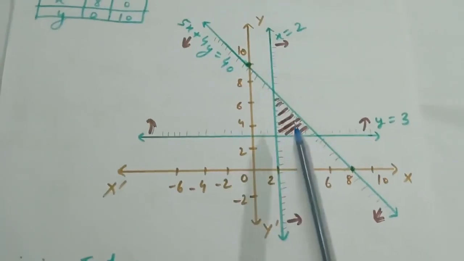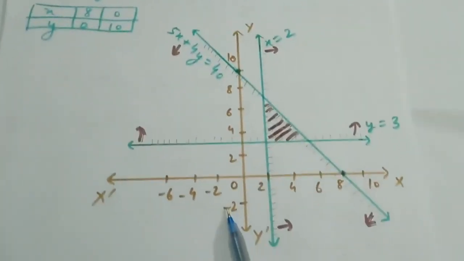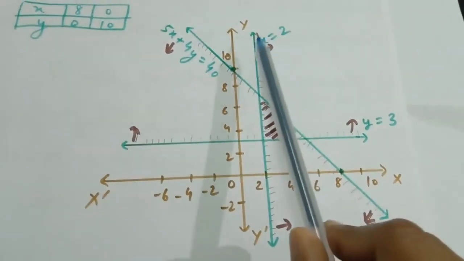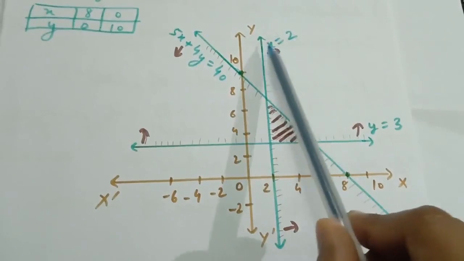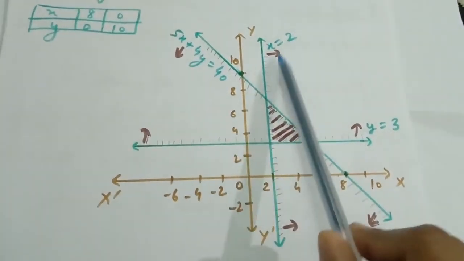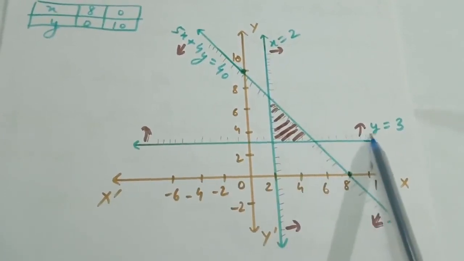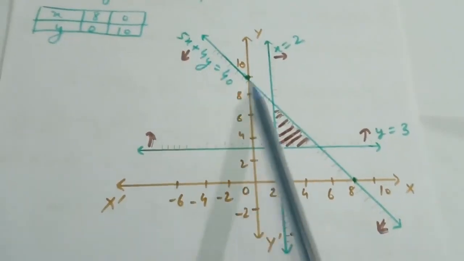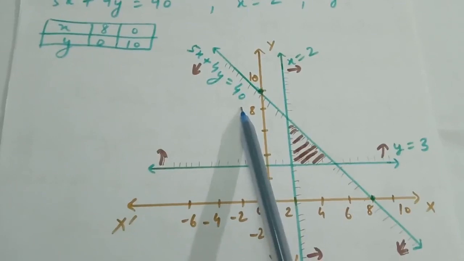So you'll get the graph like this. This is the line. As you can see, equality is there in the question, so we will draw the dark lines. I have taken the gap of 2. This is the graph of the line x equal to 2. Write down the equation of the line. Now next is y equal to 3. This is our graph of the line y equal to 3. And this is the graph of the line 5x plus 4y equal to 40.